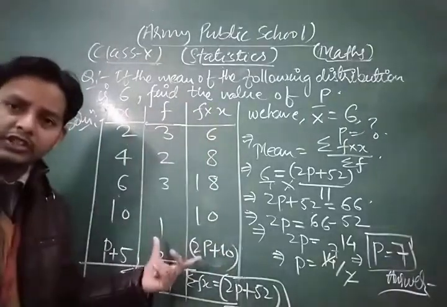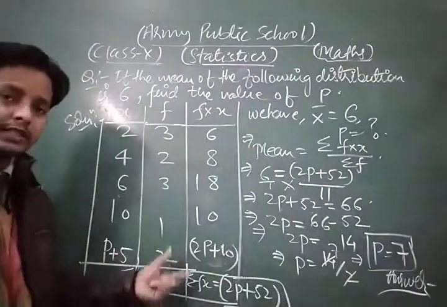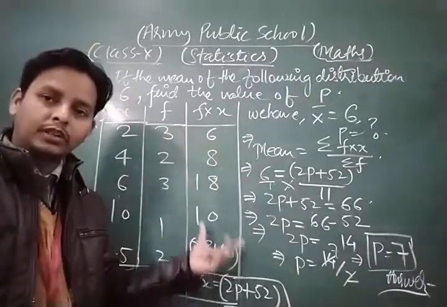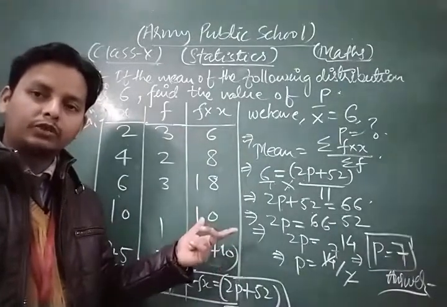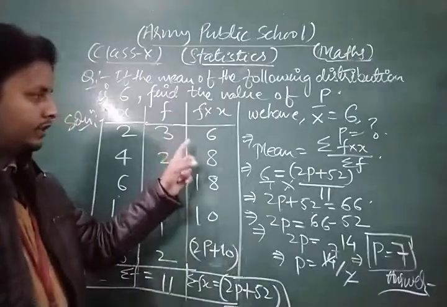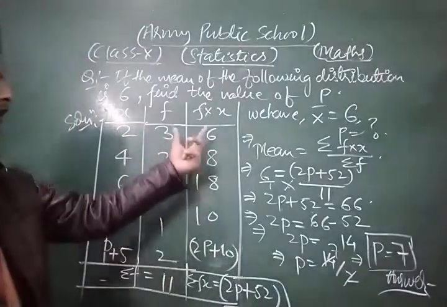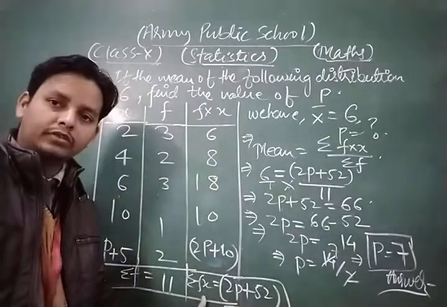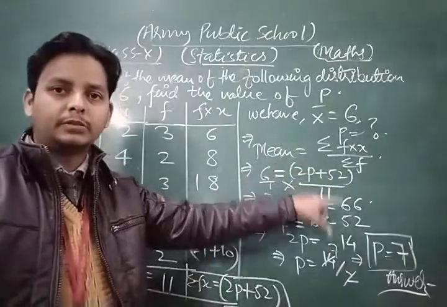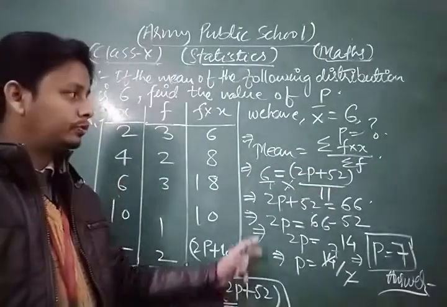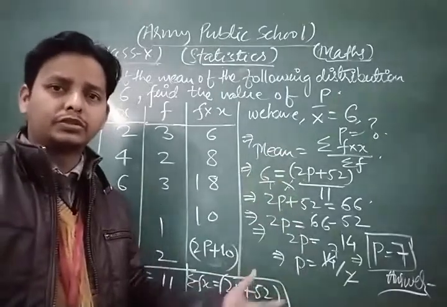First of all, you prepare a tabulation. On one side you write the variable, on the other side you write the frequencies. One more column is also prepared in the direct method for finding the value of f into x. In this way, prepare the tabulation and find the value of sigma f. From there you find the value of sigma fx. After that you apply the formula for the mean in the direct method, sigma fx upon sigma f. Now you put all these values in that equation and simplify them, and you get your result.